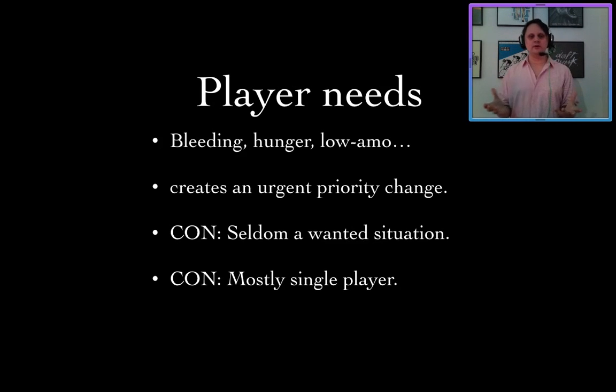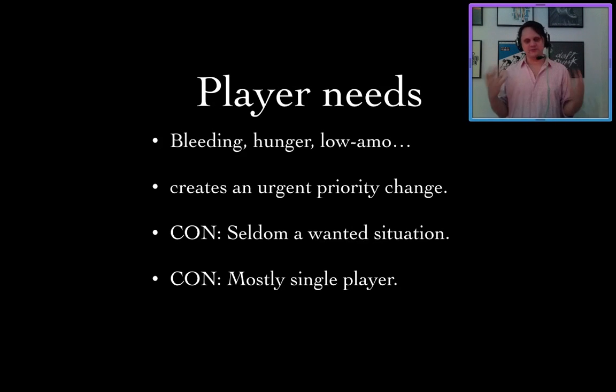The cons here is that these situations are not seldom wanted situations, right? You're not going to stab yourself in the leg in order to start bleeding so that you can change your play style from fighting enemies to looking for bandages because you want to play in the looking for bandages mode. That's not a reasonable way of playing.